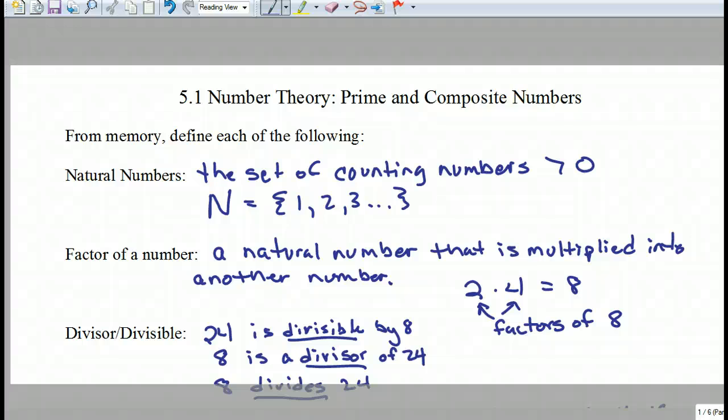All right, so we're just starting this unit. We're looking at number theory, and the first thing you should know from way back from our first unit is natural numbers. Natural numbers is the set of counting numbers that are greater than 0, and it's usually represented by the letter N, as it is here. Notice that there's no negatives because it's greater than 0, and they're whole numbers.